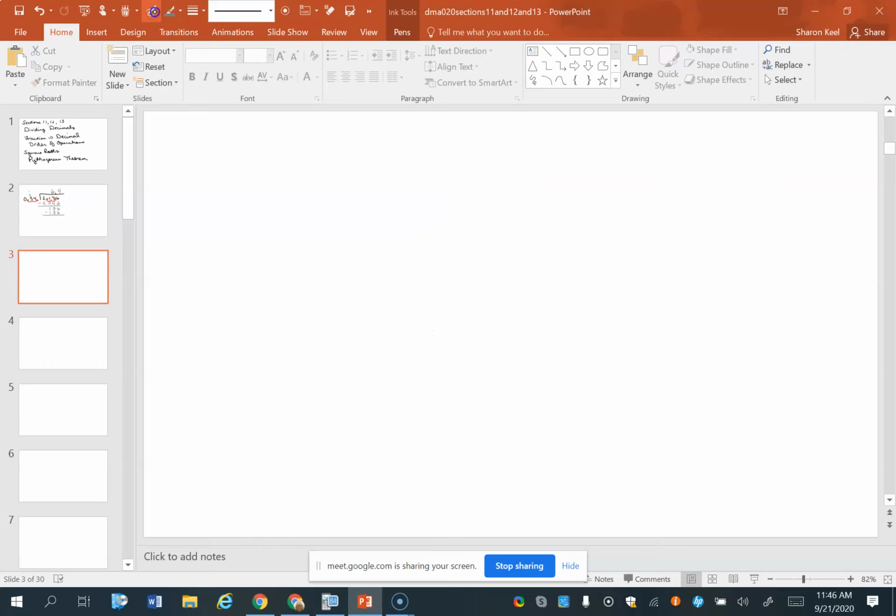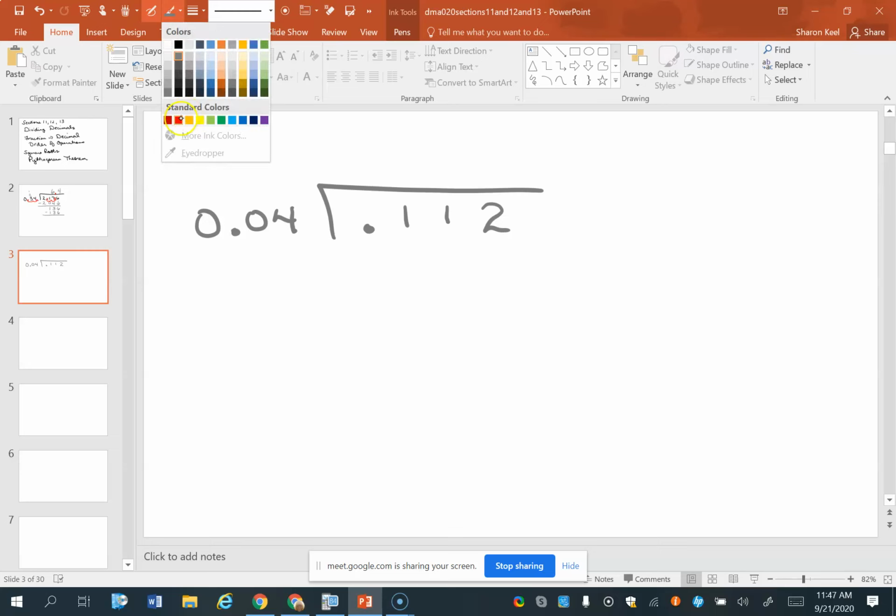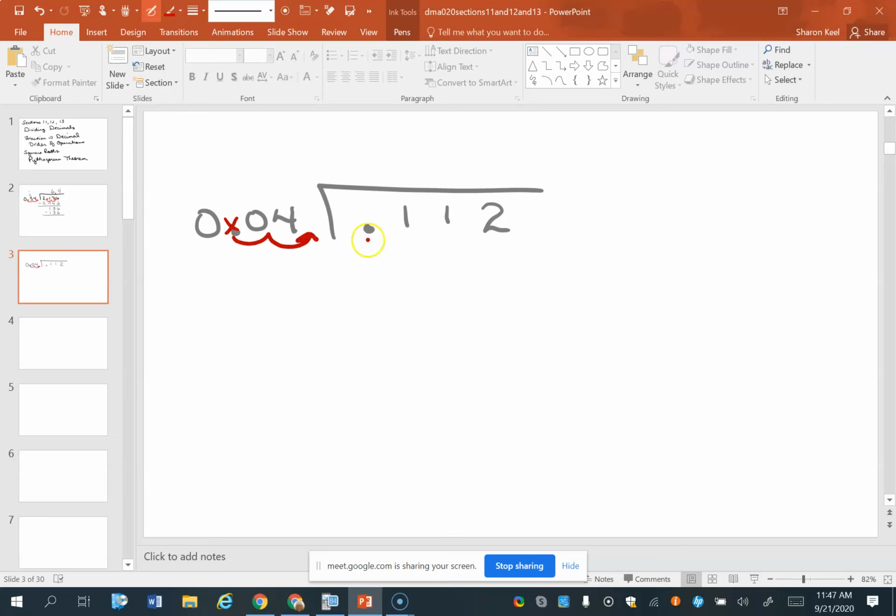Let's say on this example, we have 4 hundredths being divided into 112 thousandths. The first thing I'm going to do is move my decimal. Here, I would have to go 2 places to the right to move my decimal. So in my problem, I'm going to move it 2 places to the right. My decimal would go here and then place it up above on your answer line.